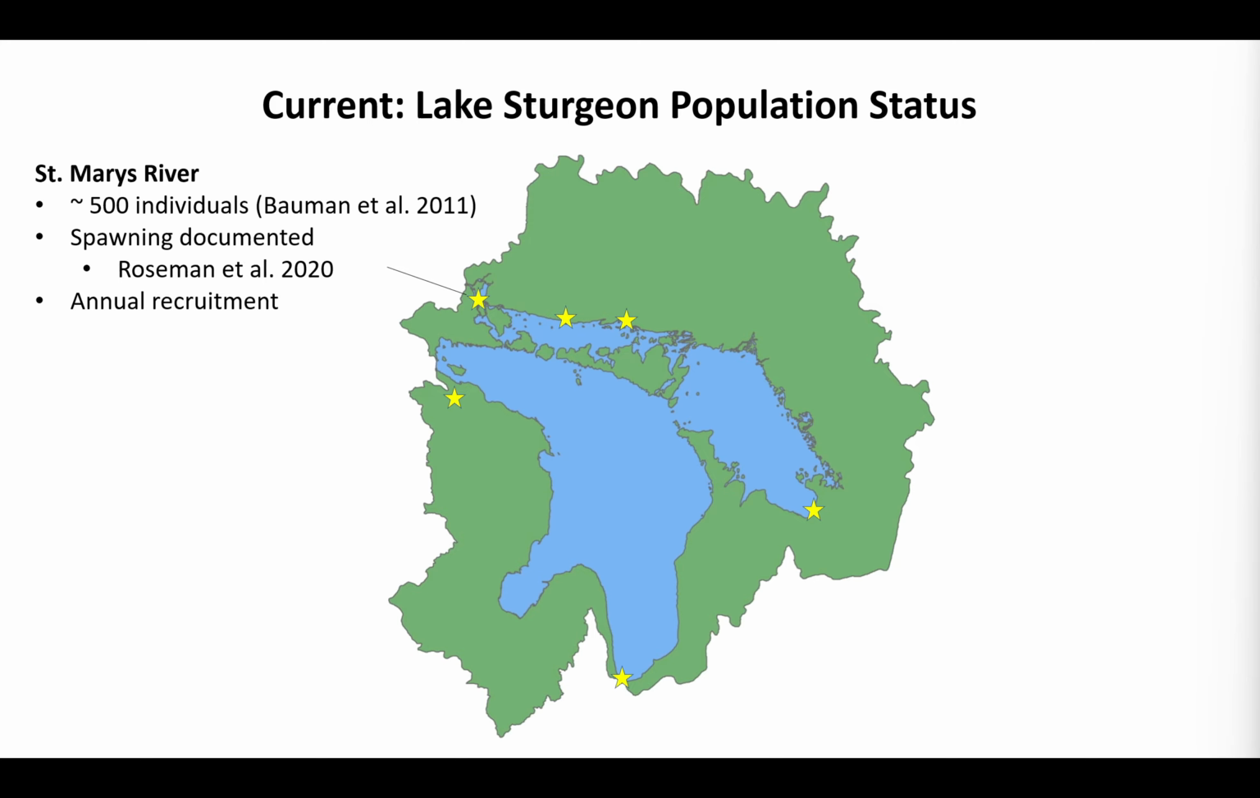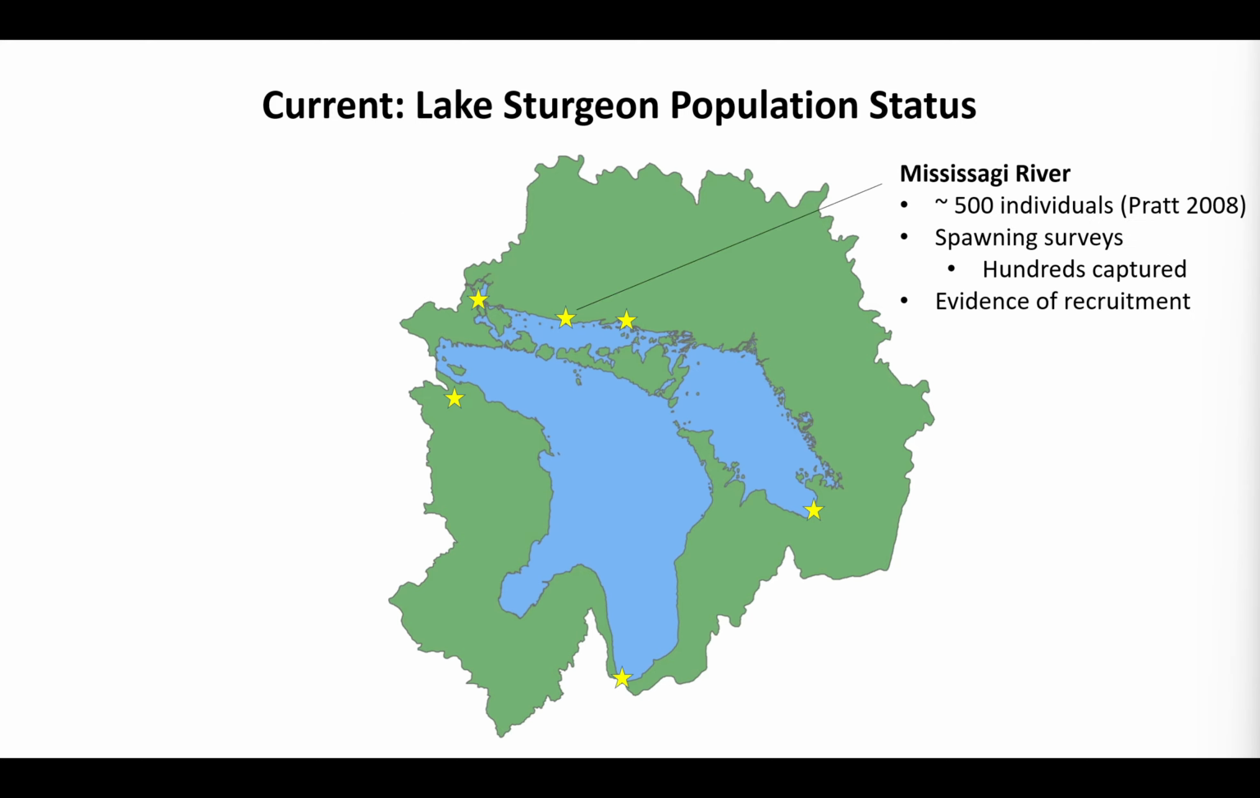So the first one I'm going to talk about today is the St. Mary's River. There was a population assessment conducted in the St. Mary's River in the 2000s, and it was estimated that there was around 500 individual lake sturgeon in that system. Spawning was documented by Roseman and others in 2020, and we do have good evidence of annual recruitment in the St. Mary's River, and I'm going to talk about the St. Mary's River Fish Community assessment a little bit later, which is providing some evidence of that natural recruitment.